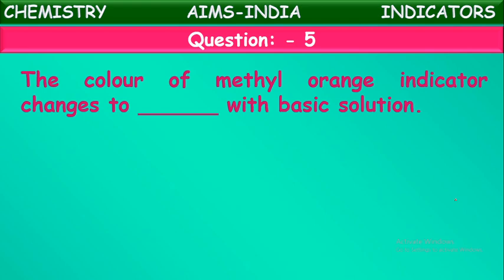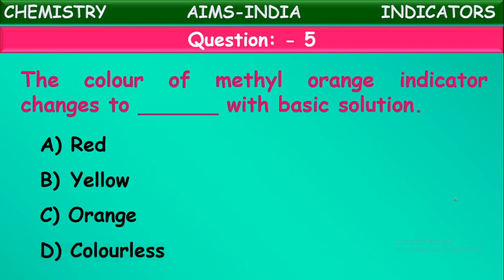The color of methyl orange indicator changes to dash with basic solution. What happens to the color of methyl orange in the basic solution? Actually, the color of methyl orange is orange. When a base is added to it, how does its color change? Red, yellow, orange, or colorless? How will it change, children? Yes, methyl orange changes to yellow in the basic solution.